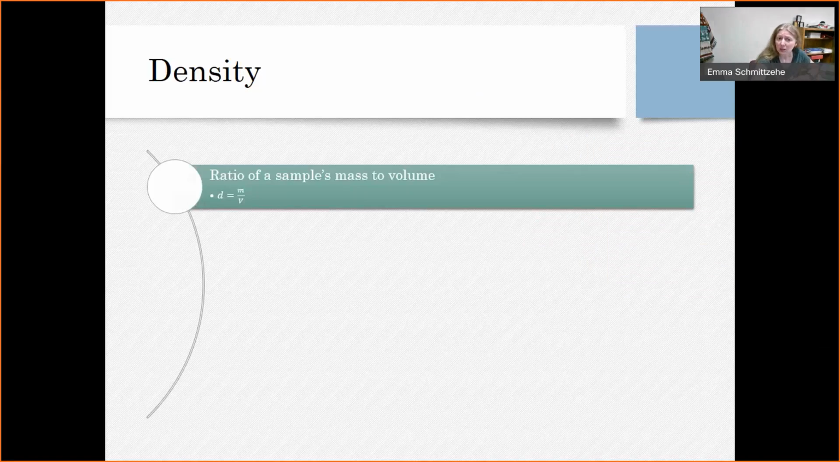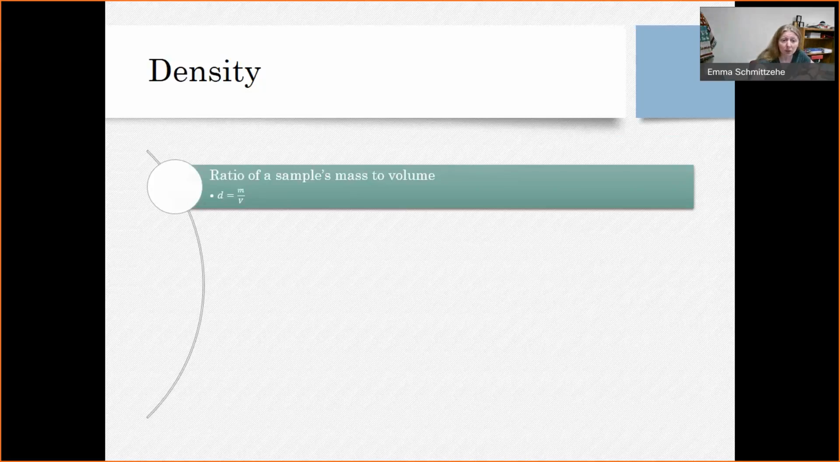So you can think of it as an equation if you want. And so D equals M over V, where D is the density, M is the mass, and V is the volume, okay? So you could go in the lab, you could take a sample, you could measure its mass and measure its volume and divide those two values, and it would give you the density.